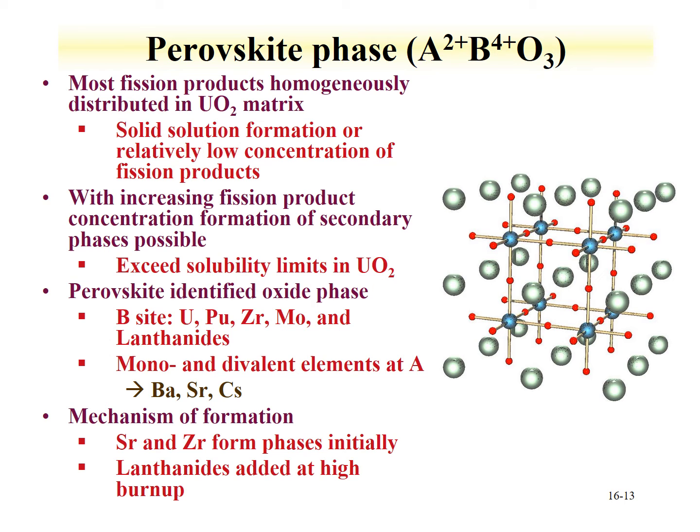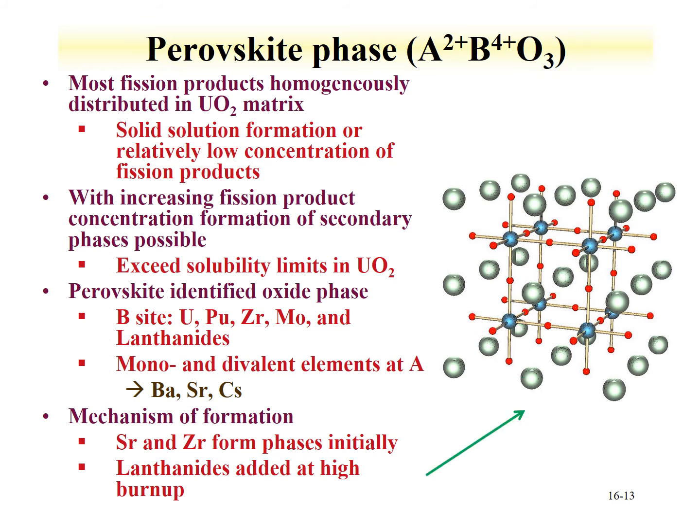And these secondary phases begin to form when their solubility limits in UO2 are exceeded. One such material is perovskite, shown here as an ABO3, where A can be mono or divalent, and B sites are occupied by higher oxide materials. For an example of a perovskite phase, shown here, this B site could be occupied by uranium, plutonium, zirconium, molybdenum, and the lanthanides. The A site could be occupied by the divalent barium, strontium, or the monovalent cesium. When solubility limits of these elements are reached, this material can be formed.